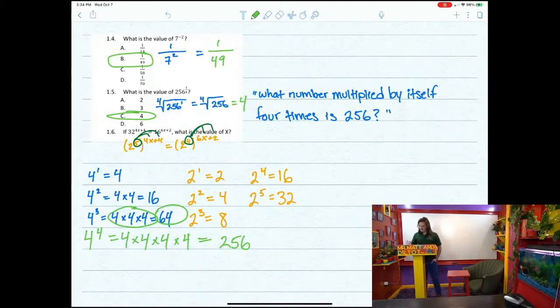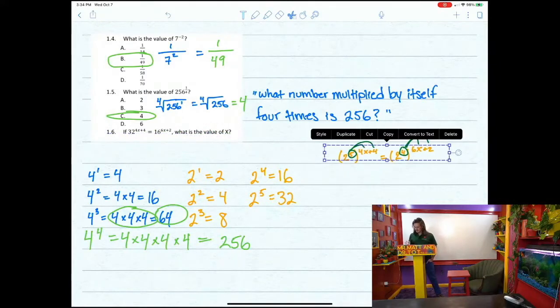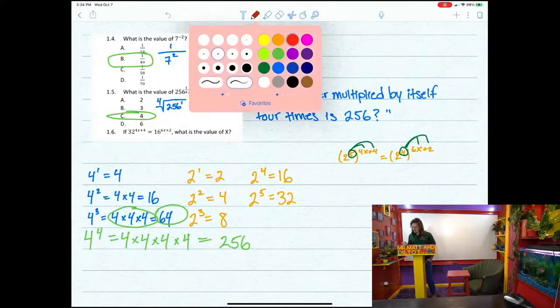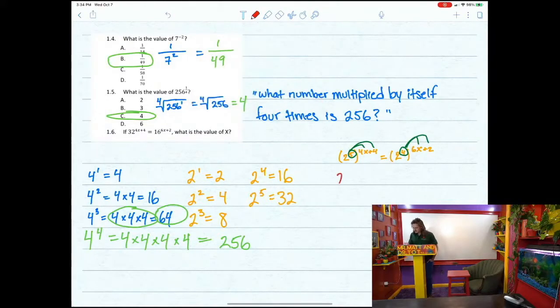And then for 6, we move this over here. So this is going to turn into 2 to the 5 times 4x plus 4 power, which is equal to 2 to the 4 times 6x plus 2 power. Make sure you distribute. So this is going to turn into 2 to the 20x plus 20 power is equal to 2 to the 24x plus 8 power.